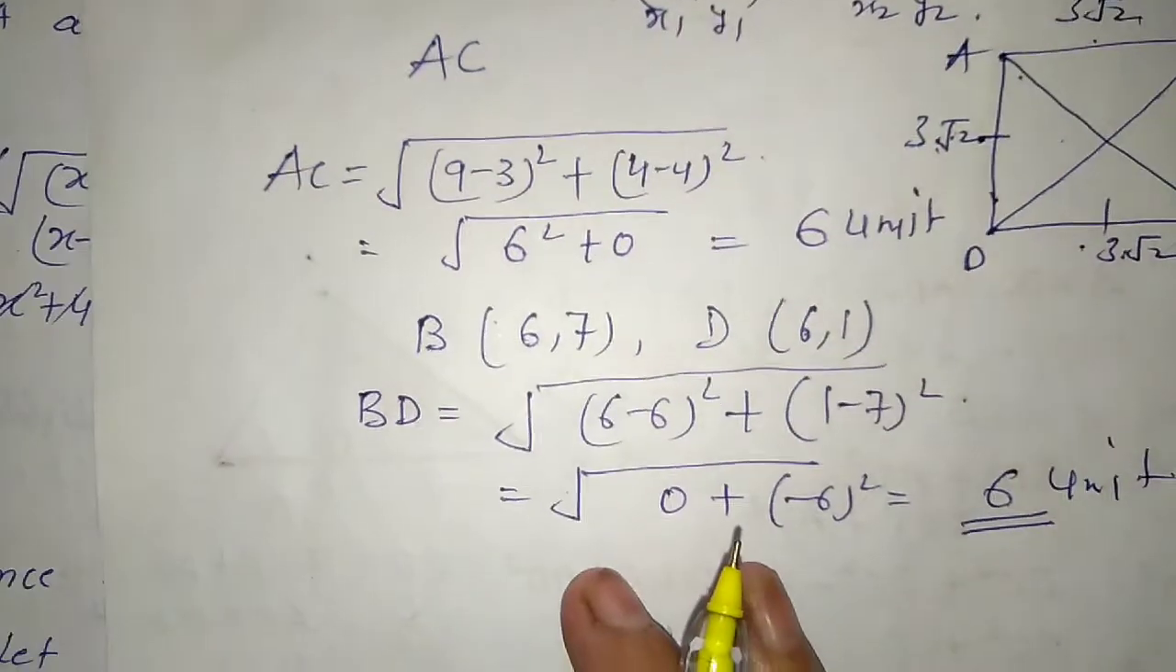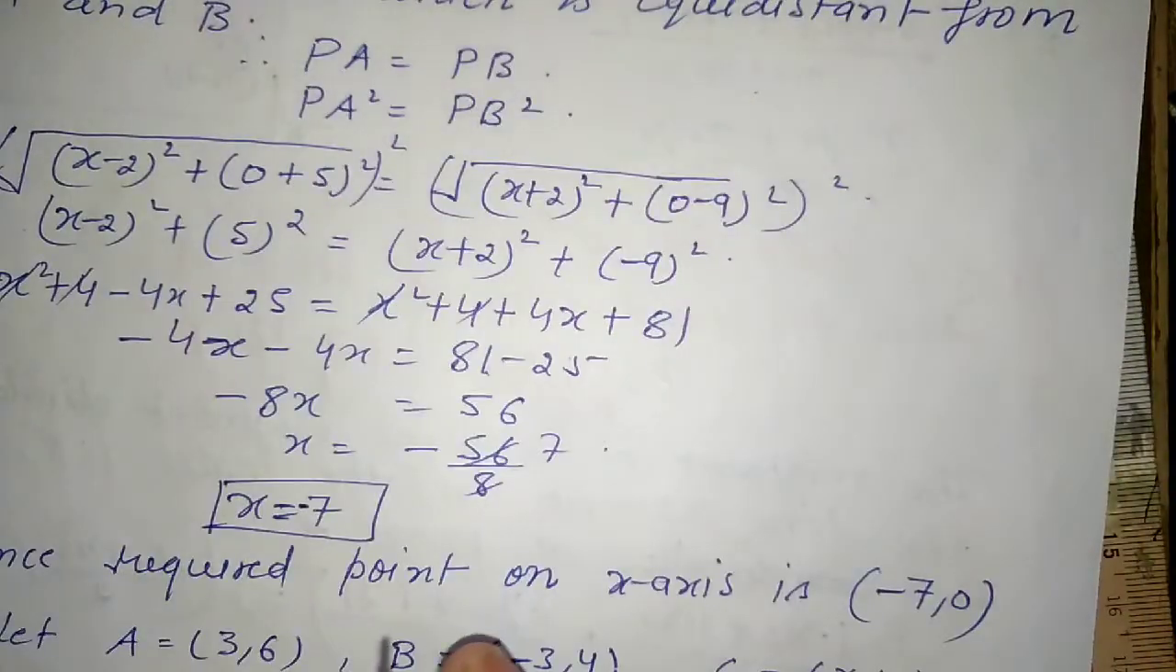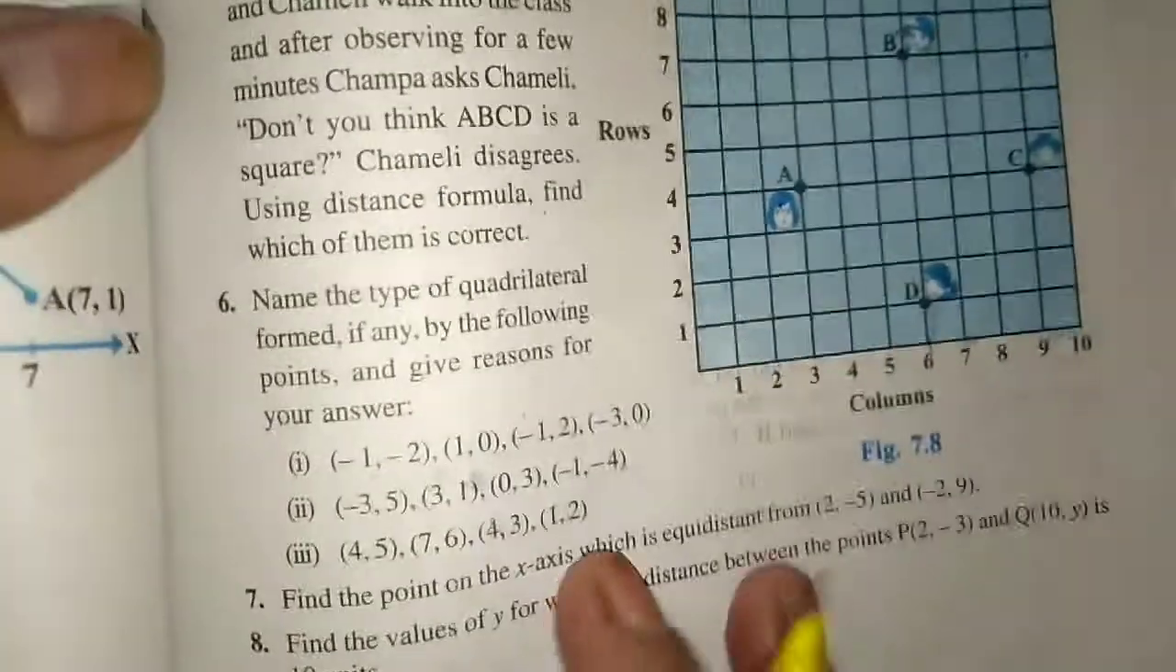Now similarly we can do the other questions also. In the 6th question, the 5th we have done, it asks: name the type of quadrilateral formed, if any, by the following points and give reasons for your answer. The 4 points are given. Again we will find AB, BC, CD and DA and the diagonals also. If opposite sides are equal and diagonals are not equal, then it can be a parallelogram.